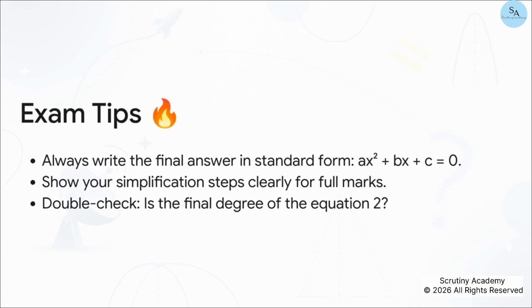And here's what you should do. Your checklist for success. 1. Always write your final answer in that perfect standard form. 2. Show your steps clearly. Let the examiner see your thinking. And 3. Before you move on, do a quick double check. Is the degree of my final equation really 2? Nail these 3 things and you'll be golden.